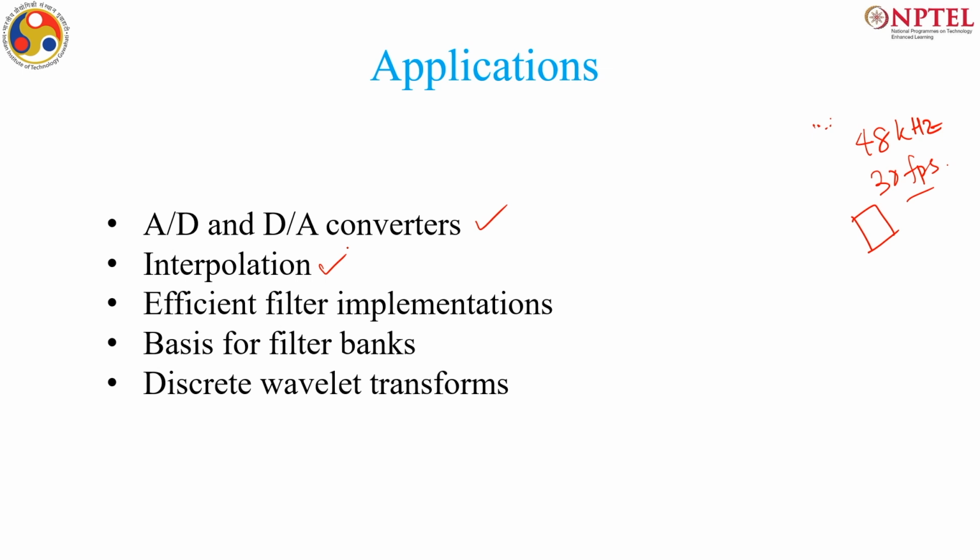Then interpolation. Interpolation is where you have fewer samples and you want to find the value in the middle of some samples. Then efficient filter implementations: using multirate, I can efficiently implement specific filters. Multirate signal processing also forms the basis of filter banks. And finally, the discrete wavelet transform, which is a very important tool in time frequency analysis, uses inherent multirate signal processing.